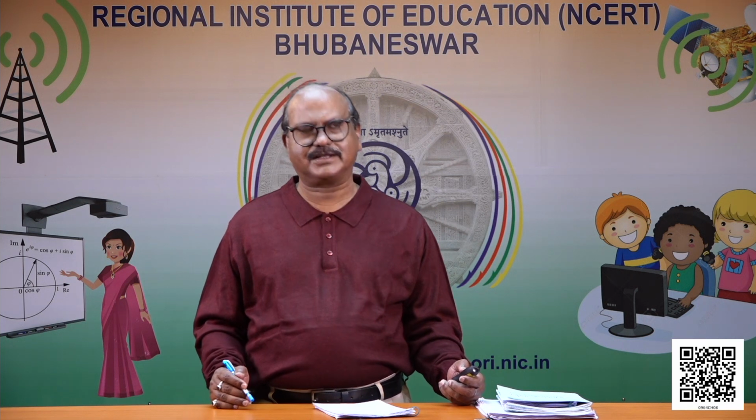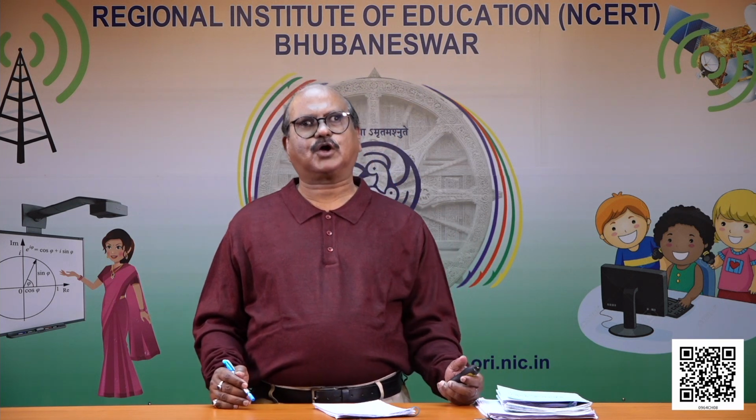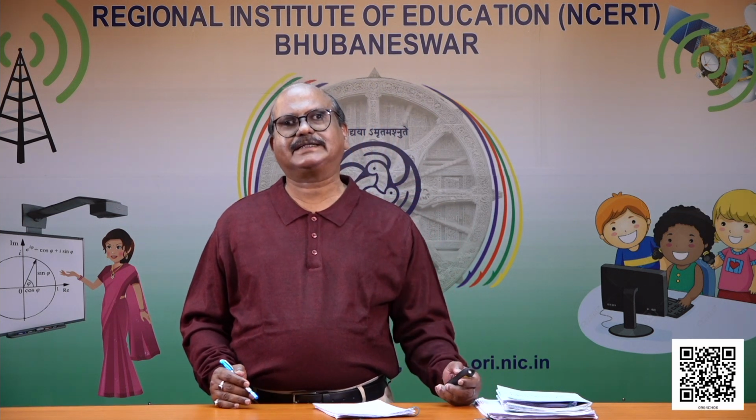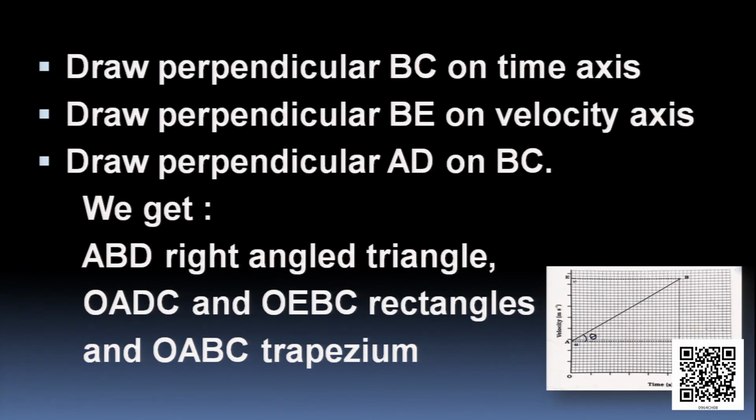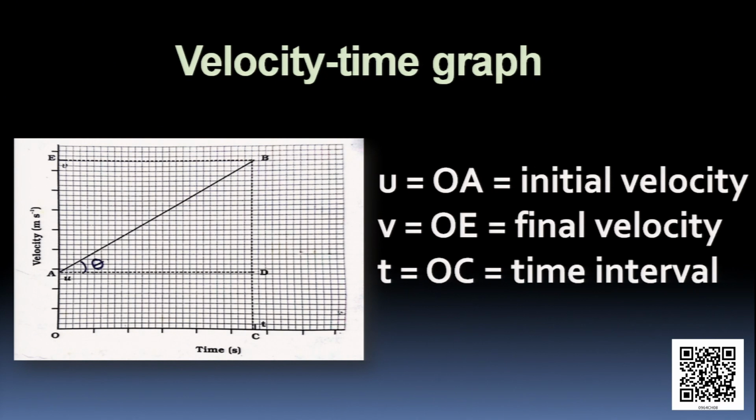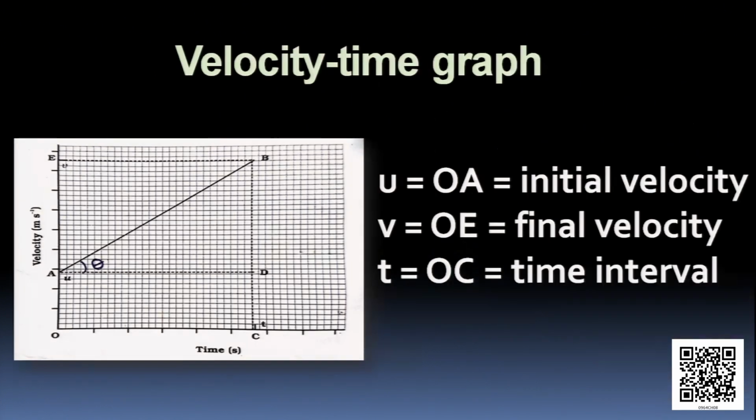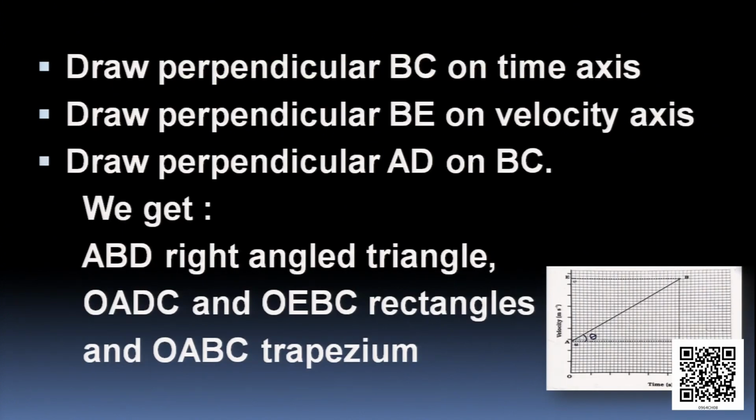First of all, you have to understand this. Then you have to draw perpendiculars. The first perpendicular you have to draw is BC on the time axis. See the time axis. On the time axis, you drop a perpendicular BC. This is the bigger figure and this is the smaller figure. So BC is the perpendicular on the time axis. Then another perpendicular you have to draw: BE is the perpendicular on the velocity axis. It is not on the time axis, it is on the velocity axis. So BC on the time axis, BE on the velocity axis.